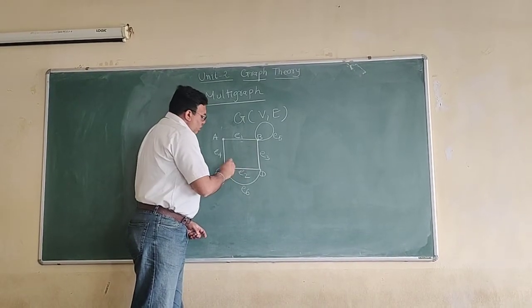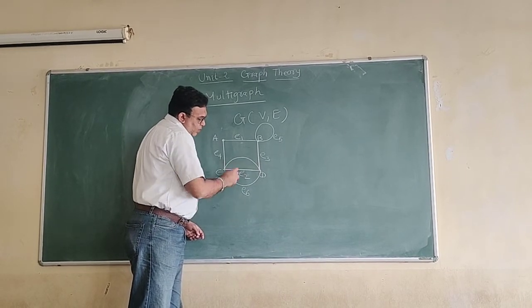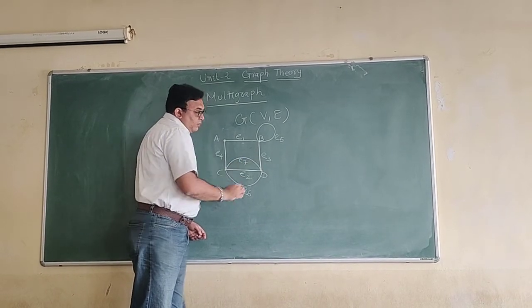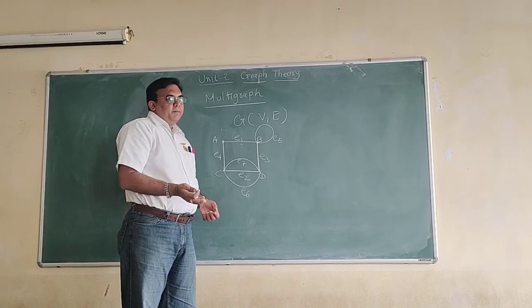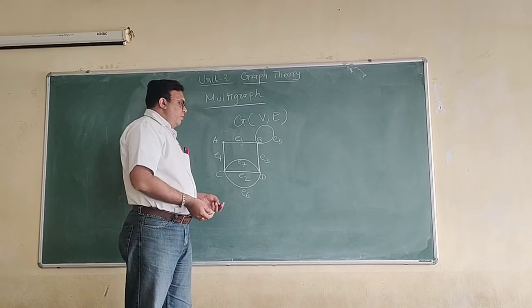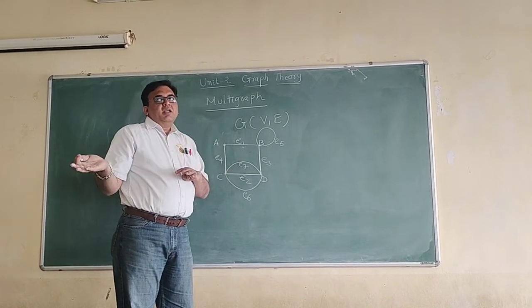If I draw one more edge between these 2 vertices, E7, right? So this is an example of a multigraph. I repeat one more time. How can we differentiate between graph and multigraph?